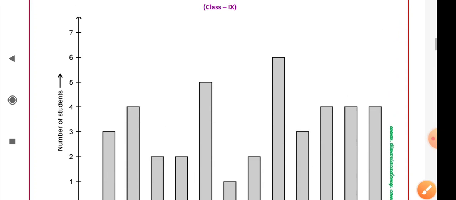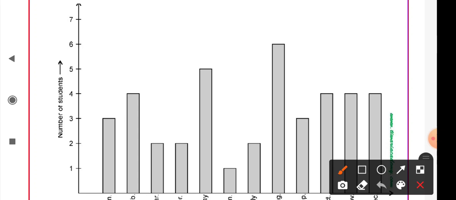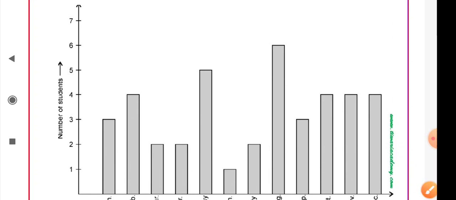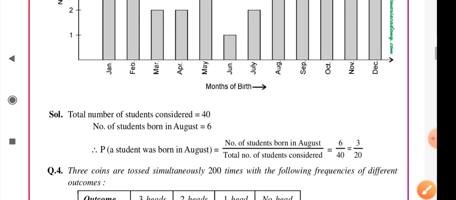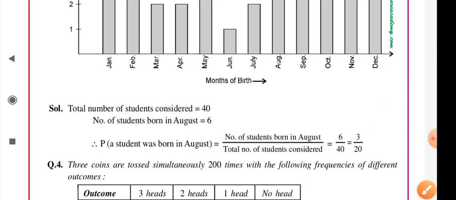You can see that in August the graph goes till 6. In August there are 6 students. So the probability will be 6 upon 40. Therefore the answer will be 6 upon 20.